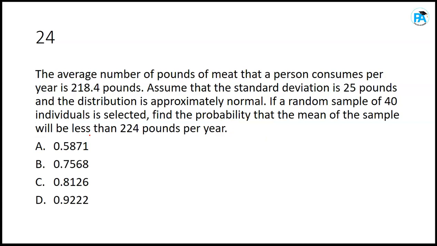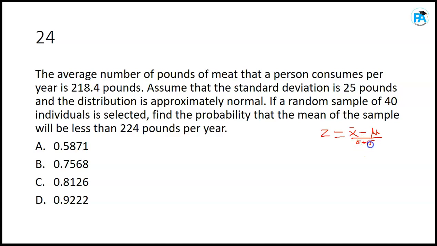So let's proceed to 24. 24 says, the average number of pounds of meat that a person consumes per year is 218.4 pounds. Assume that the standard deviation is 25 pounds and the distribution is approximately normal. If a random sample of 40, so you see that this one too, you are given a sample and it's approximately normal. So you should know that the formula for z uses x bar, not the one that says x minus mean. X bar minus mu, where x bar means sample mean and mu means population mean, divided by standard deviation over root n.